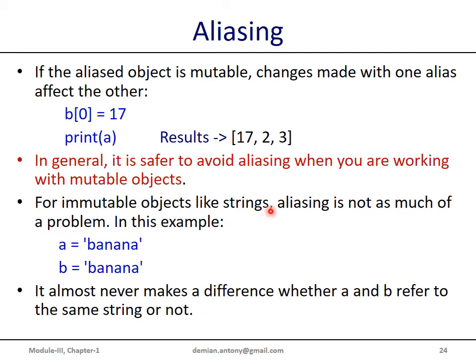For immutable objects like strings, aliasing is not as much of a problem because the programmer is not allowed to change the elements of the immutable object. Even if you create B is equal to A or A is equal to B, and a programmer tries to alter the elements programmatically, it will not be allowed by the interpreter, because the object in question is immutable. So remember, always avoid creating aliases for mutable objects like lists, and you can create aliases for immutable objects like strings.